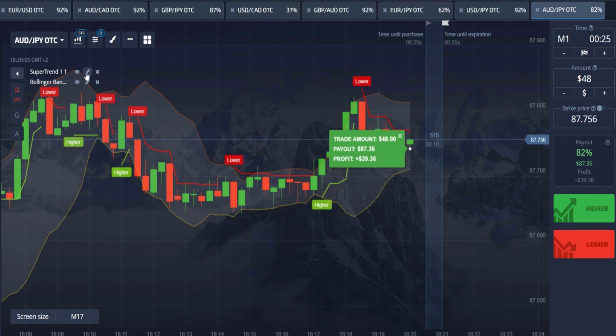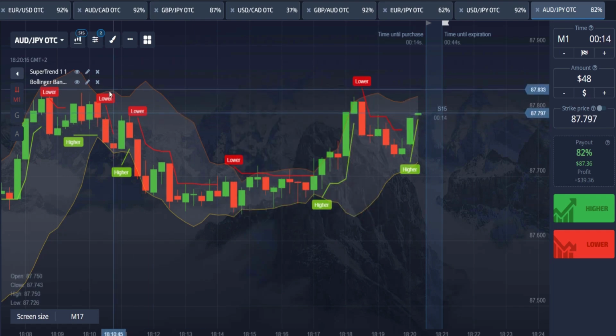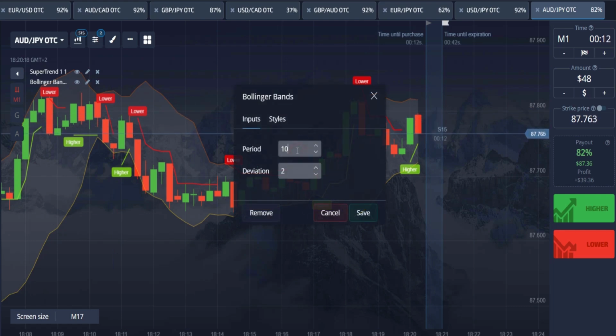Now let me show you the indicator settings used in this strategy. Supertrend indicator, ATR period 1 and multiplier 1. Bollinger Band, period 10 and deviation 2.